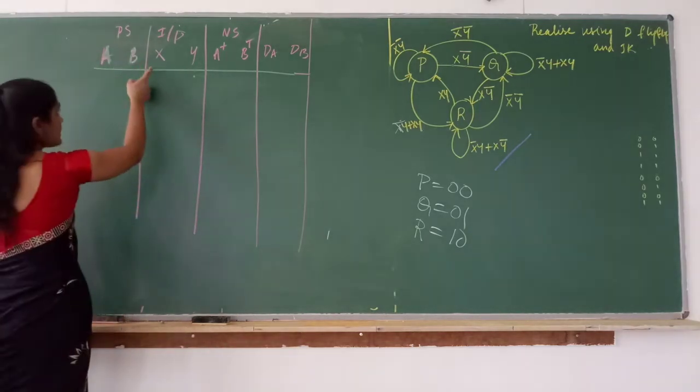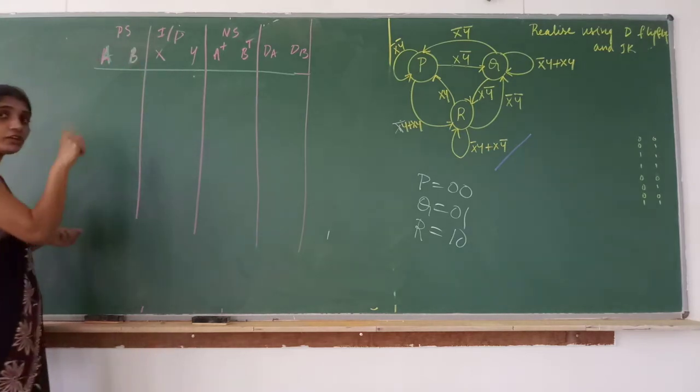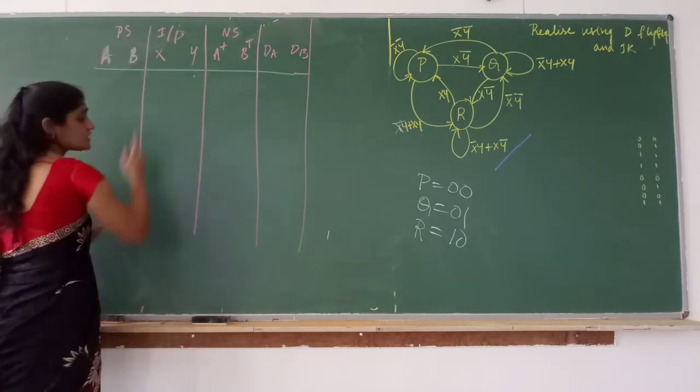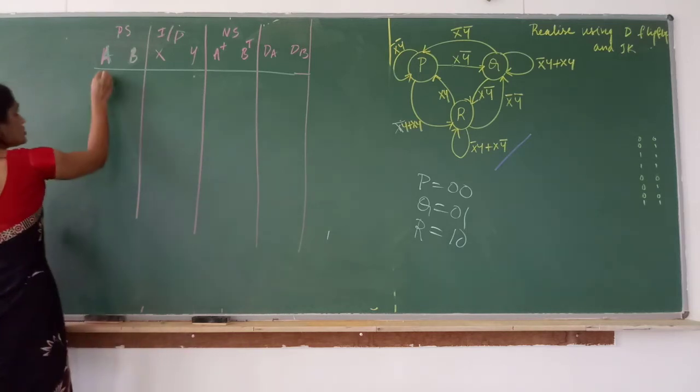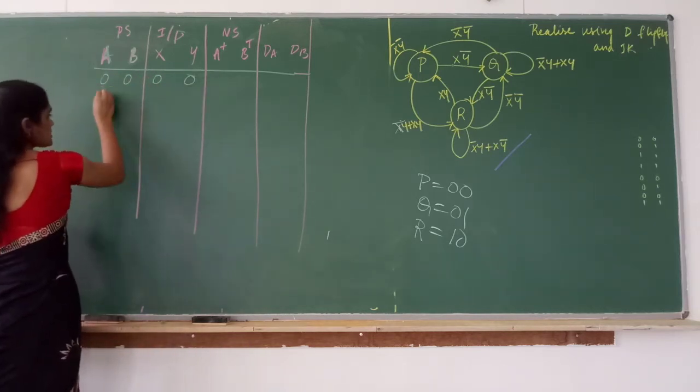So now how many input variables are there? A, B, X. We were having only A, B, X. Now we have A, B, X, Y. So how many input variables? 4. So write all these 16 different combinations.